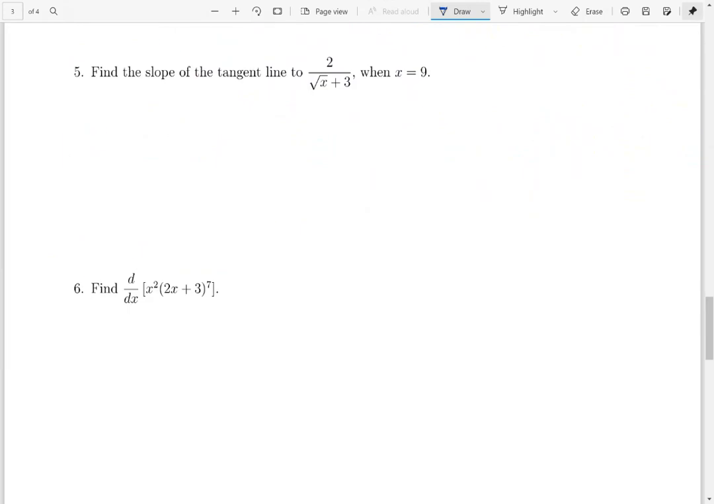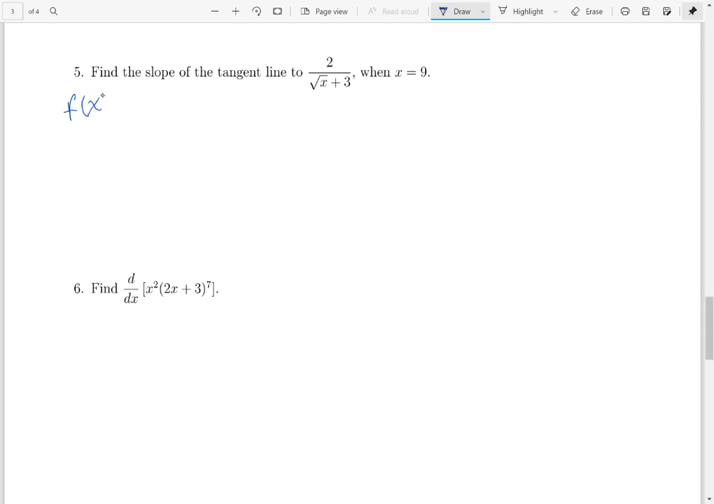For this one, we want to find the slope of the tangent line when x is equal to 9. So we want to find f prime of x if this is our function f. But let's suppose that I want to make this easier. Let's say I don't want to use the quotient rule. Could we use the quotient rule? Of course we can use the quotient rule. But there's a neat little trick that we can do.